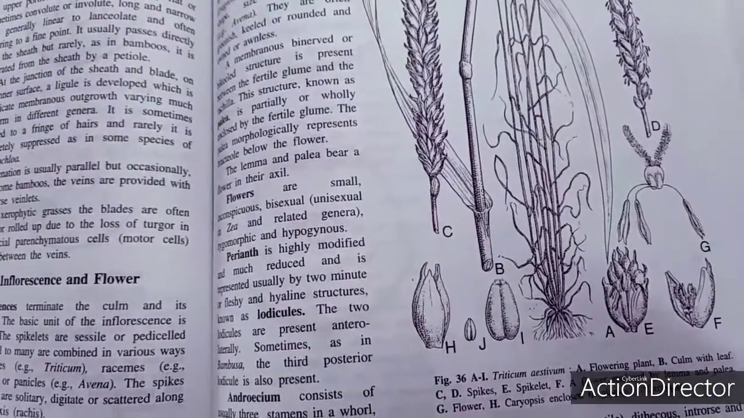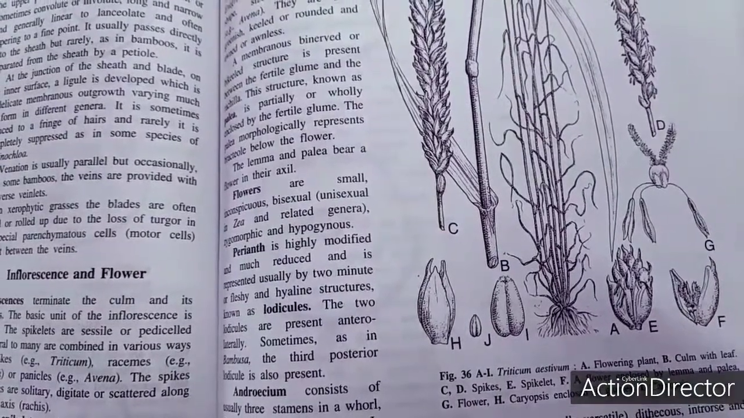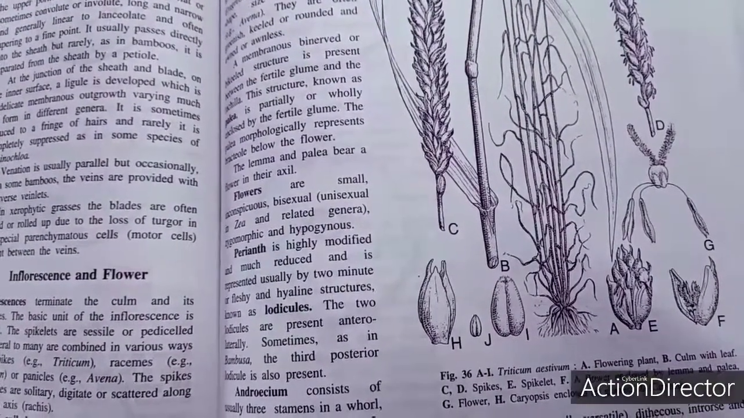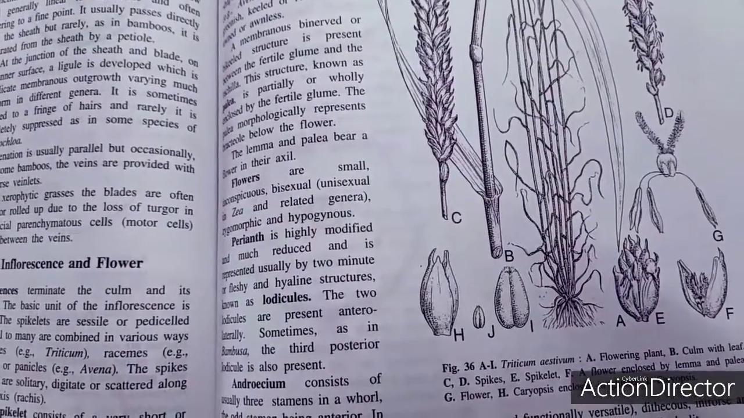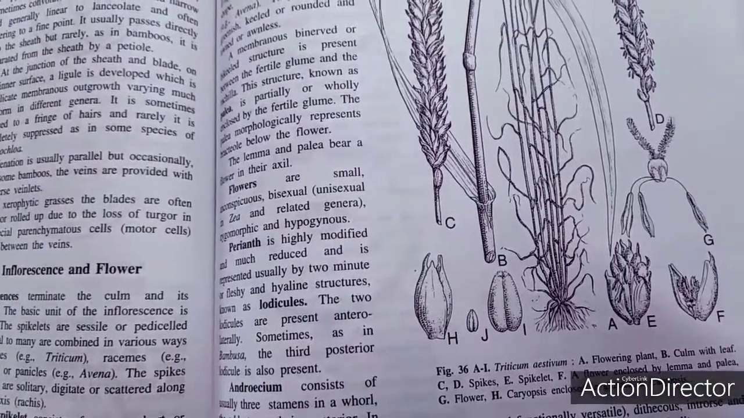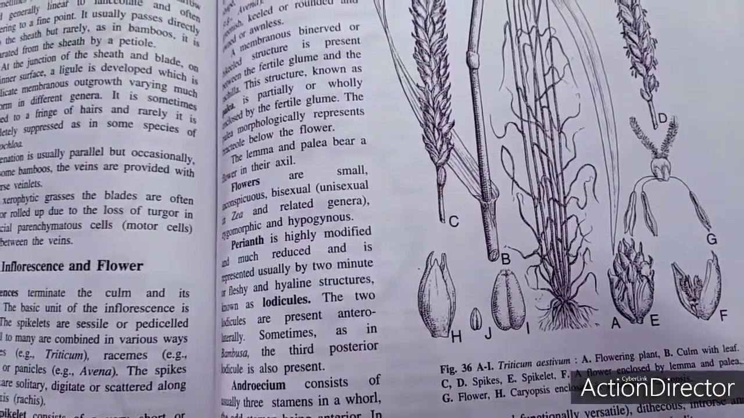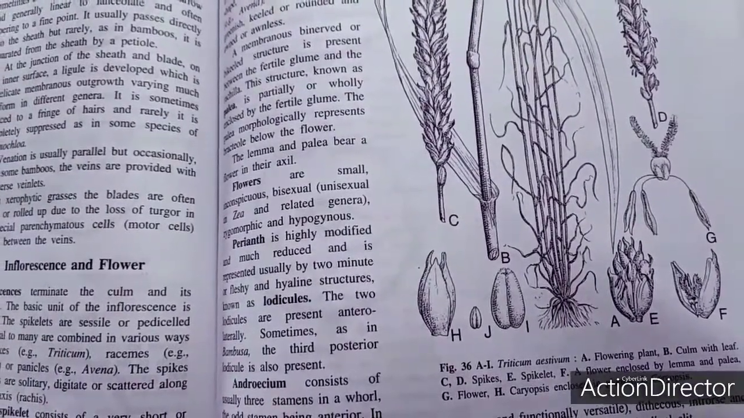At the junction of sheath and blade, on the inner surface, a ligule is developed, which is a delicate membranous outgrowth varying much in different genera. It is sometimes reduced to a fringe of hairs, and rarely it is completely suppressed, as in some species of Echinochloa. Venation is usually parallel, but occasionally in some bamboos the veins are provided with transverse veinlets.